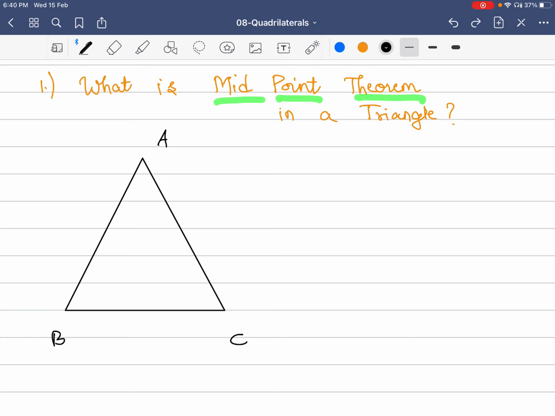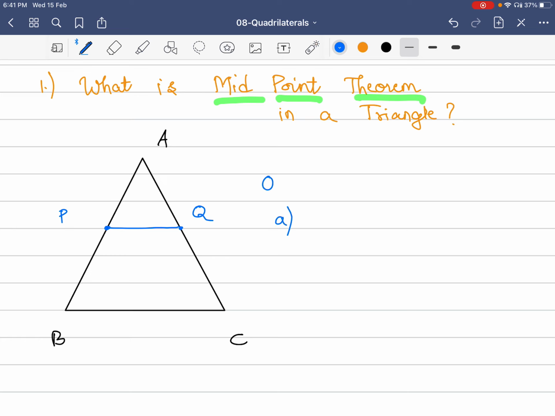I'll use a different color. Let's say this is the midpoint of side AB and this is the midpoint of side AC. I'm going to name them P and Q. Now let us construct a line from P to Q. So this is a line from P to Q. Now the first thing you should do is measure the length of line PQ and the length of line BC.